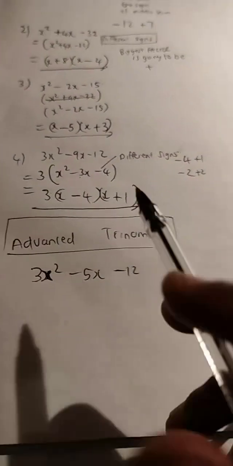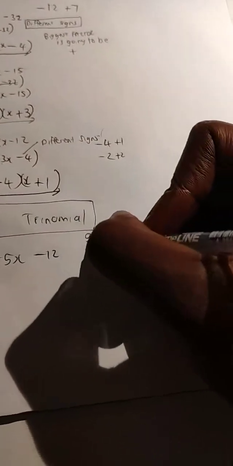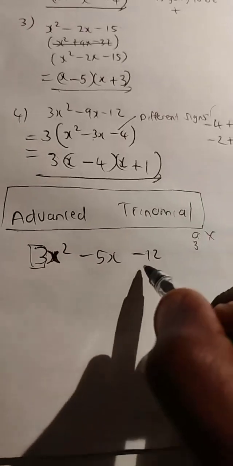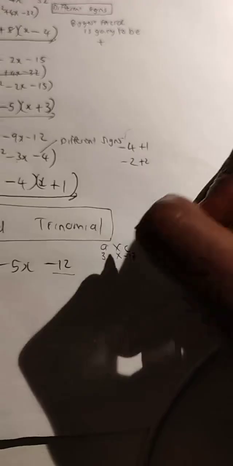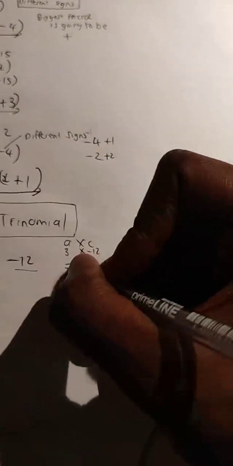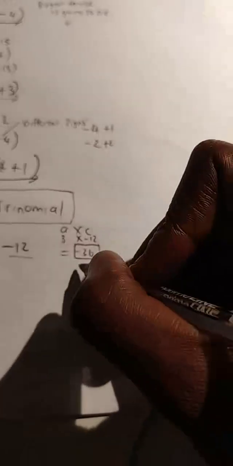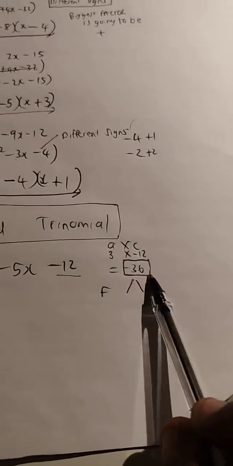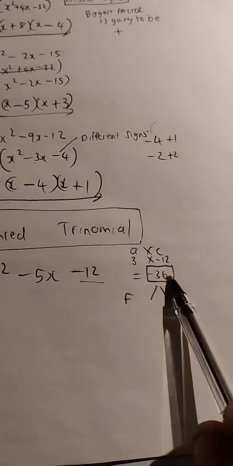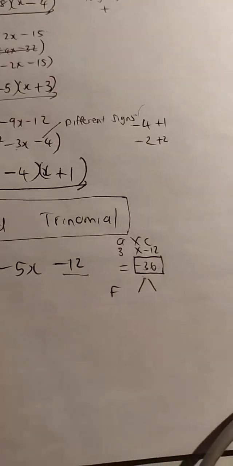Okay, so as I said, this is A, this is C. The answer is negative 36. Now I need factors of negative 36. These factors of negative 36, when I add them, need to give me negative 5.